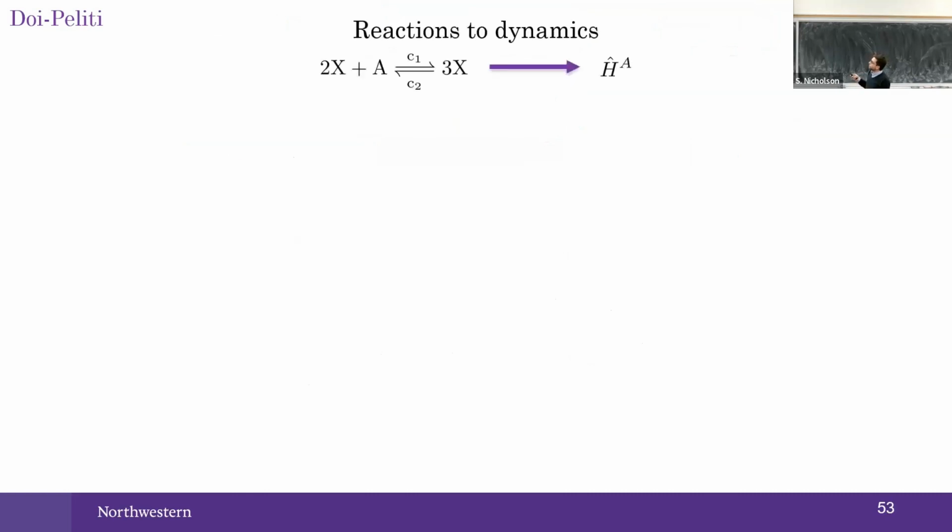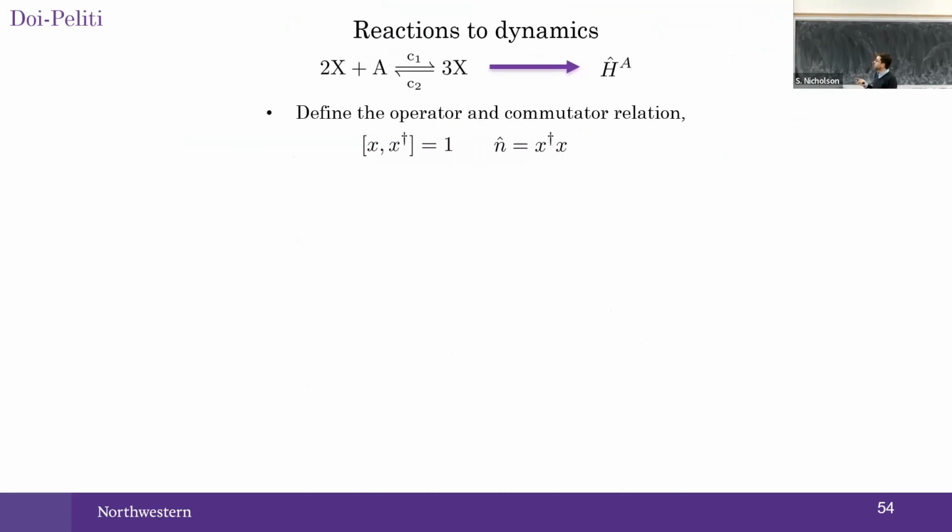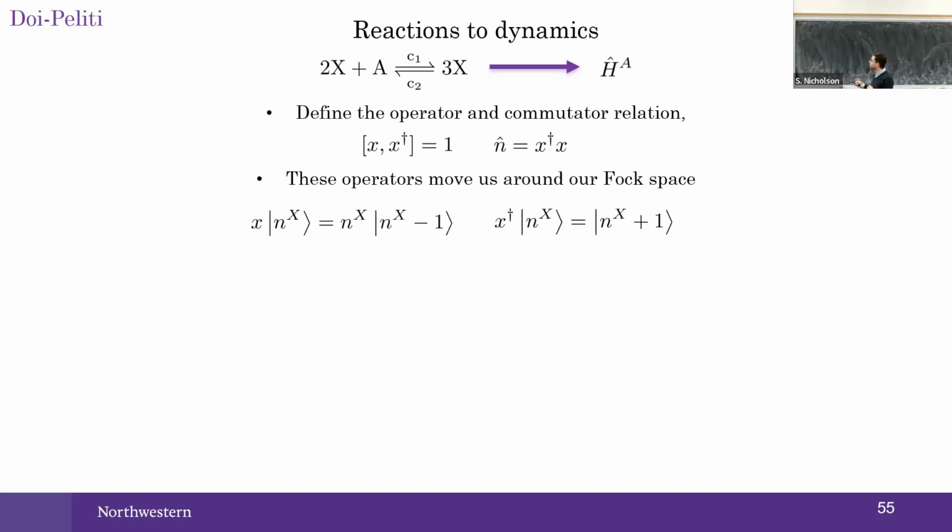Okay, the next part is that we need to figure out some way of taking our reactions and converting them into our effective Hamiltonians. We call these effective Hamiltonians because there's no energy here like in a normal Hamiltonian. This is just the number of molecules. To do this, it's going to look just like quantum mechanics. This is where things start looking quantum: we define a set of creation and annihilation operators. X will be our annihilation operator, X dagger will be our creation operator, and we say that these satisfy this commutator relationship. We're also going to have this positive semi-definite number operator here. Together, these allow us to move around our Fock space.